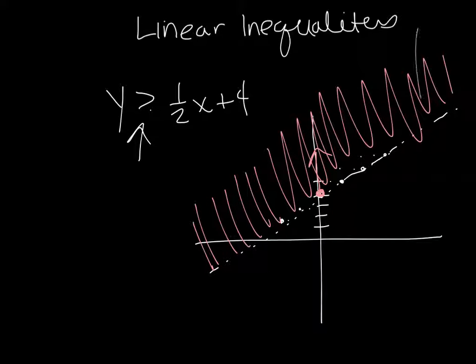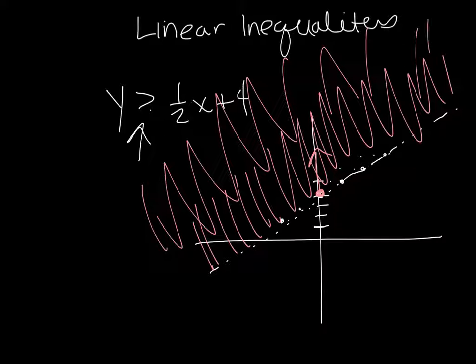Basically we're saying everything in the whole universe above this line is our solution. So any point that I put, if I pick this point, it's a solution. If I pick this point, it's a solution. If I pick this point, it's a solution. I just can't pick anything on the line or anything out here in space. Just everything in the shading is a solution to my inequality. So let's look at another one.